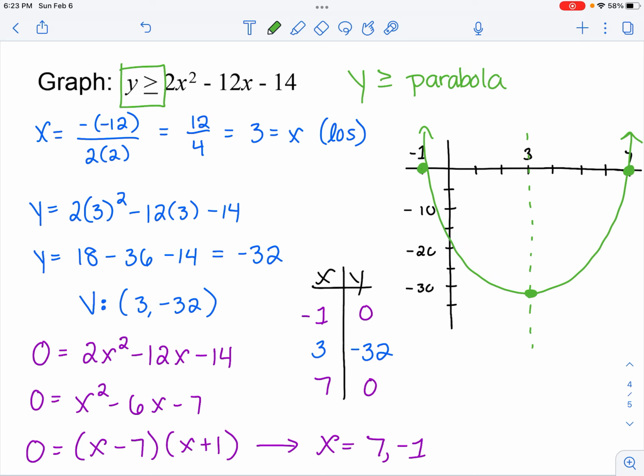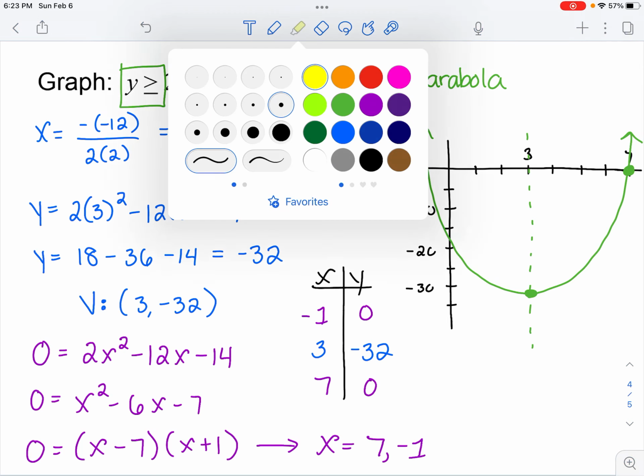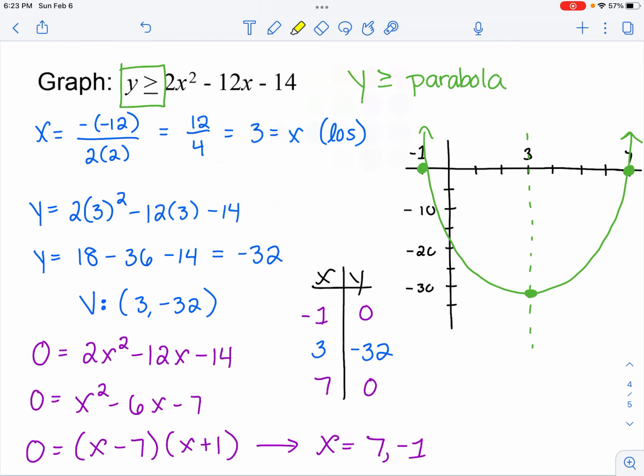So solid line parabola. And then y is greater than or equal to. Greater than means go above. So I want to shade above. Let's make this shade faster. So I want to shade from my vertex up. So in this case, it happens to be everything inside the parabola. And remember, I could pick a point from that shaded area and plug it into the inequality to make sure that it actually works. Like I could plug in 3, 0, and it should give me a true statement.